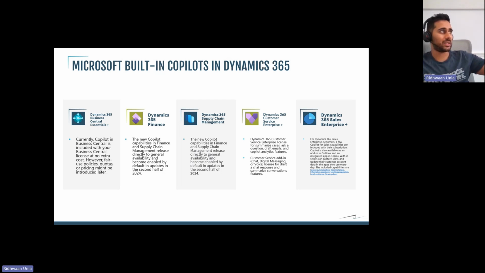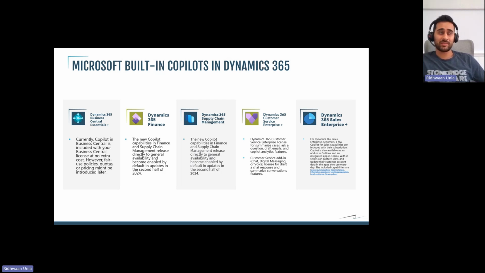So for Dynamics 365 Business Central Essentials and Premium, it is included with your BC license at no extra cost. You just need to be reasonable with your usage. Microsoft did explicitly say that pricing might be introduced later. It seems like they aren't exactly sure how to price this or if they even want to price this or if they want to keep it how it is right now. For Dynamics 365 Finance and Supply Chain, it's included by default in updates in the second half of 2024. So you should be seeing this already.